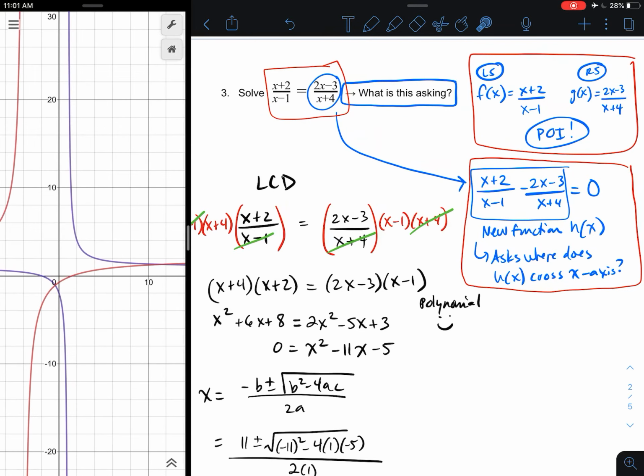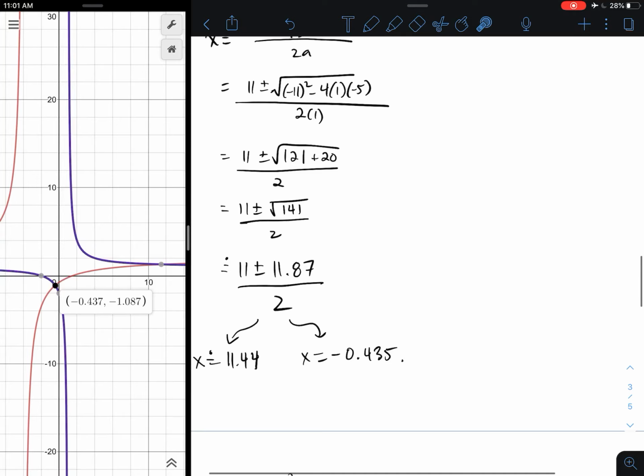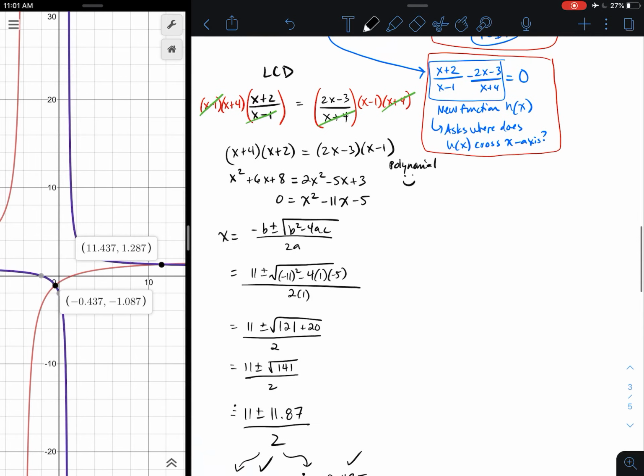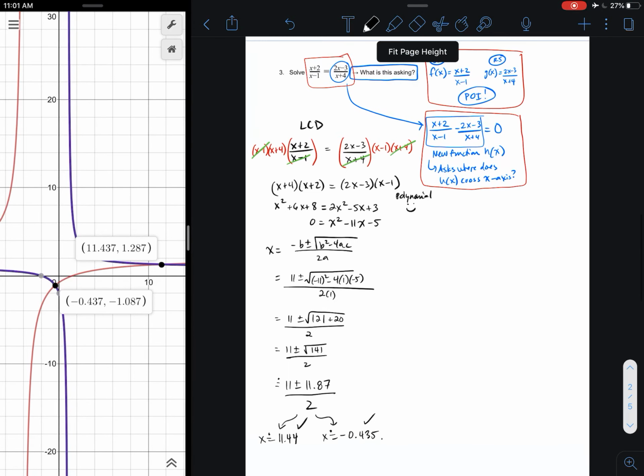So we have one value here. That's at negative 4.4-ish. Cool. That's what this rounded one kind of looks like. Oh, I should put my approximation sign. And then over here we have 11.44 as well. So cool, we got the right answers. Really nice. Okay, so this question is done. You know, we've solved the problem. We found the two values of x that make this statement true.